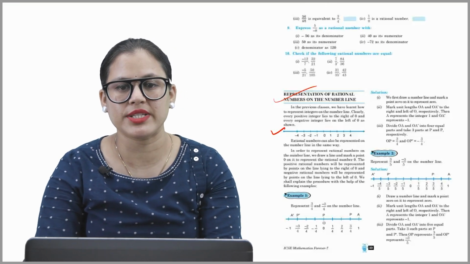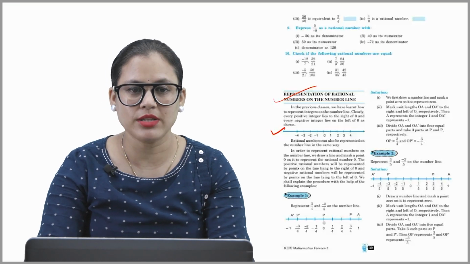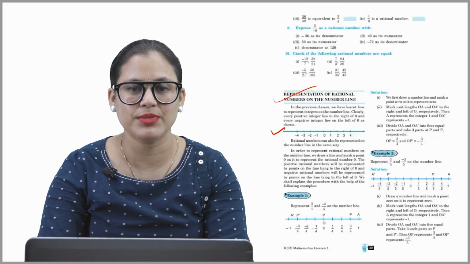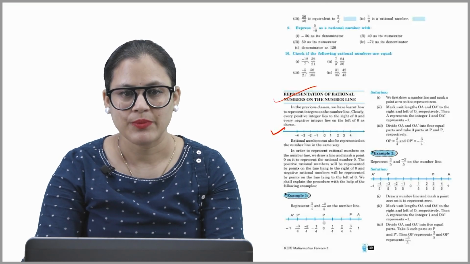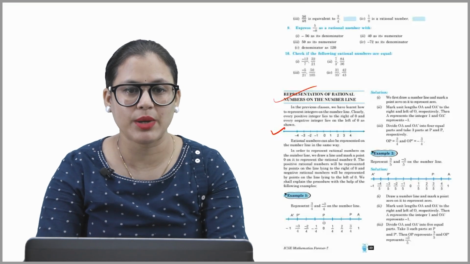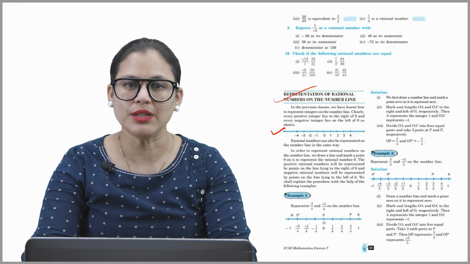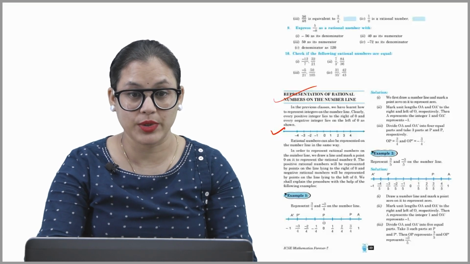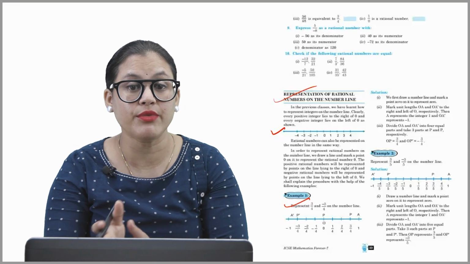In order to represent rational numbers on the number line, we draw a line and mark a point 0 on it to represent the rational number 0. The positive rational numbers will be represented by points on the line lying to the right of 0, and negative rational numbers will be represented by points on the line lying to the left of 0. We shall explain the procedure with the help of the following examples. For example, we have to represent 3 by 4 and minus 3 by 4 on the number line.